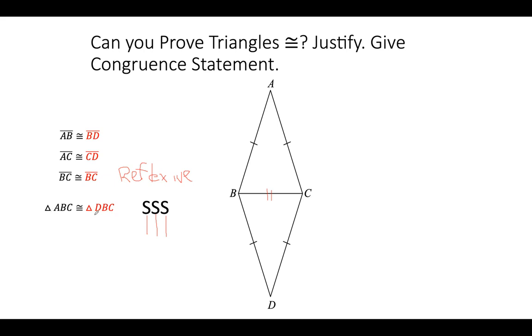Notice the way that I wrote my letters. AB here. So AB and BD are congruent and they're together here, right? AB is my first 2 letters on this triangle, and then BD is the first 2 letters on that triangle. That's important.